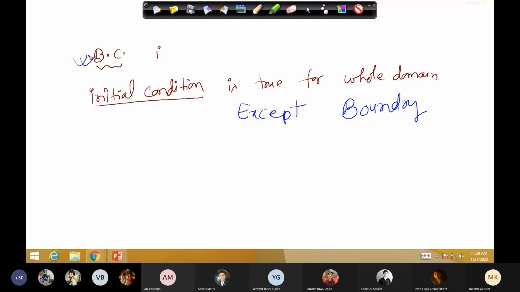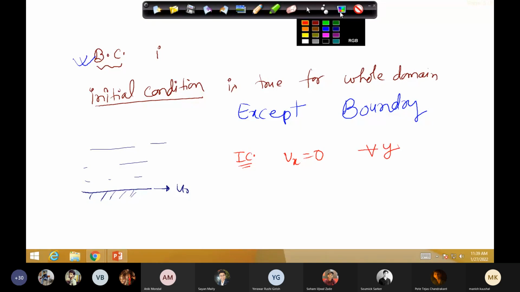Okay, so let me write in terms of variable. If you are again getting confused, let's see our problem. Let's write both conditions so that there will not be any confusion. So this is our plate, which we are pulling with some velocity. So what is our initial condition? Our initial condition is that Vx is 0 for all y. When you say initial condition, when? At t equals to 0. Initial condition means t equals to 0.